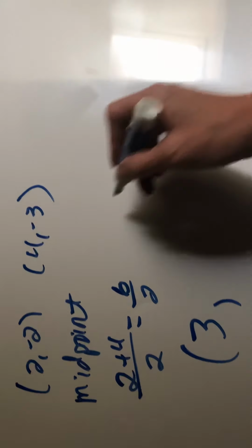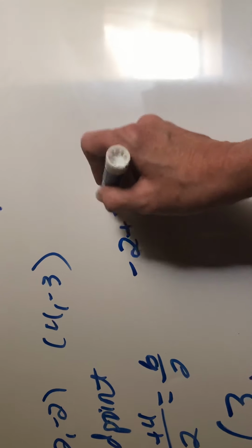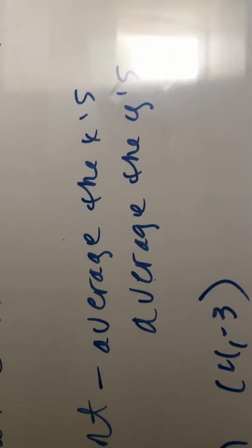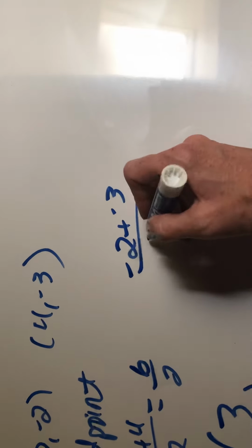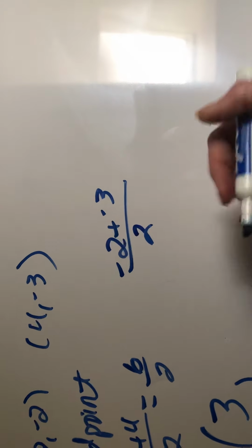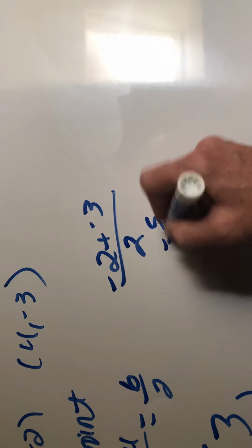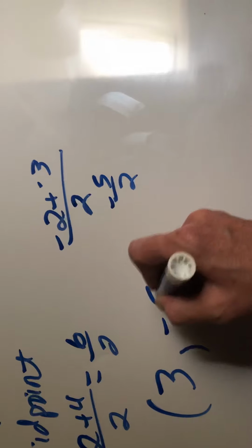Okay? Then for your y's, -2 plus -3, and you're always adding. It's averaging. Averaging is adding and dividing. So make sure you add. And I'm dividing by 2. I'm always dividing by 2 because I'm averaging 2 numbers. That's -5/2. And just leave it as -5/2.